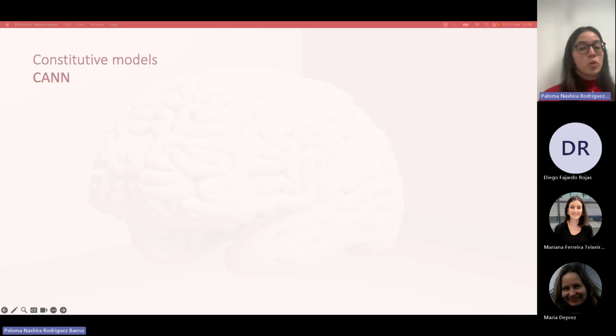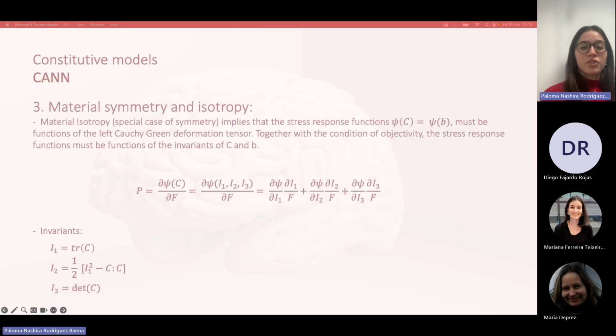Next, they ensure material symmetry for the special case of isotropy. This requires that the energy function of the left and right Cauchy tensors be the same, and that the stress response be functions of the invariants of the left and right Cauchy deformation tensors. Therefore, the free energy function is decomposed into terms of the three invariants, and these would now be the inputs to the network.